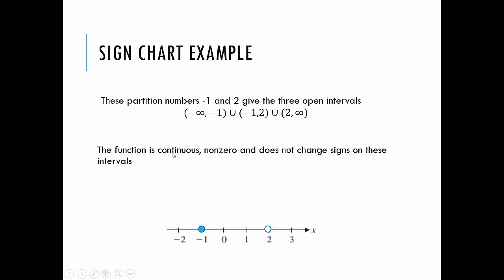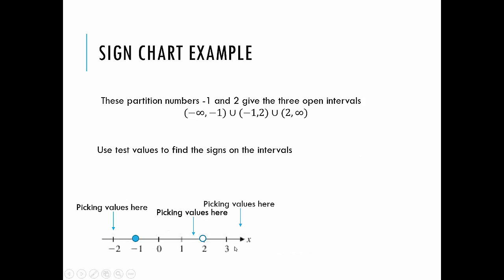Now these are my partitions. In other words, I'm coming from -infinity, I hit -1, I go from -1 to 2, and I go from 2 to infinity. The function is continuous, non-zero, and does not change signs within these intervals. So what we do is we pick values in these intervals. You can pick whatever number you want as long as they're in these intervals.